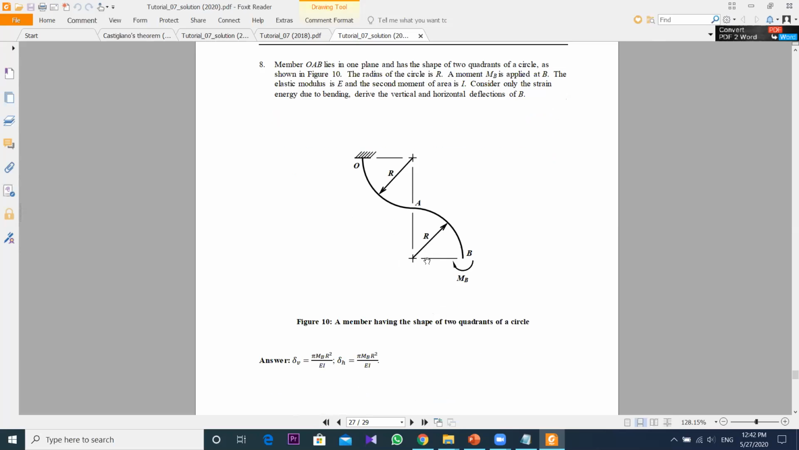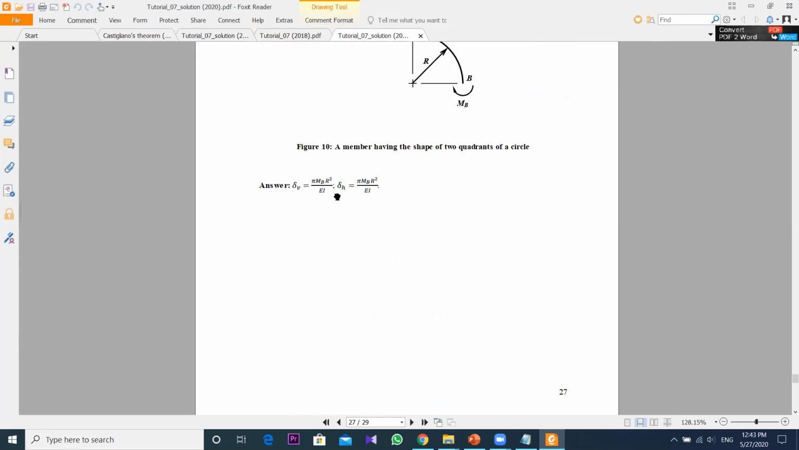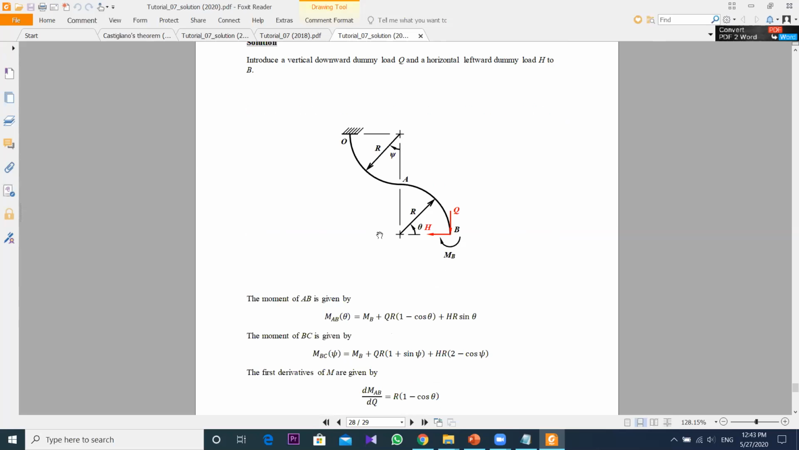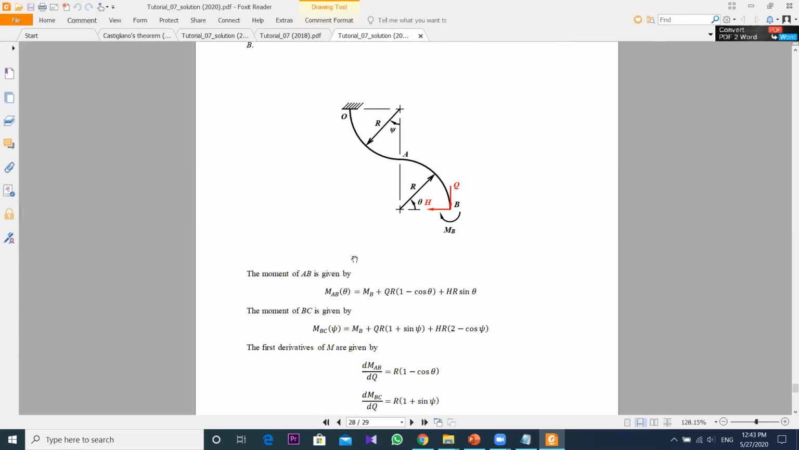In this case, they provide the vertical and horizontal deflection solution. So you need to consider the bending moment in two different regions, isn't it? The AB section and OA. They consider BC, BO I think, isn't it? It should be BO, no? So is it OA and AB? It's a little bit wrong, I think.